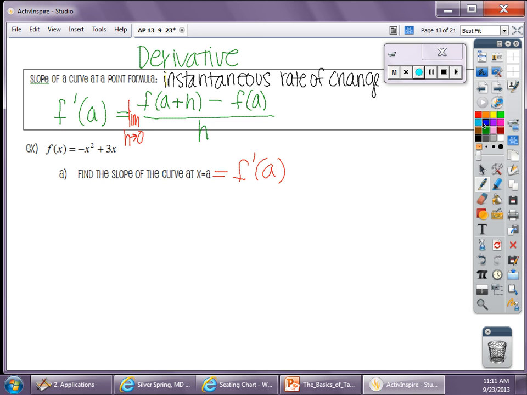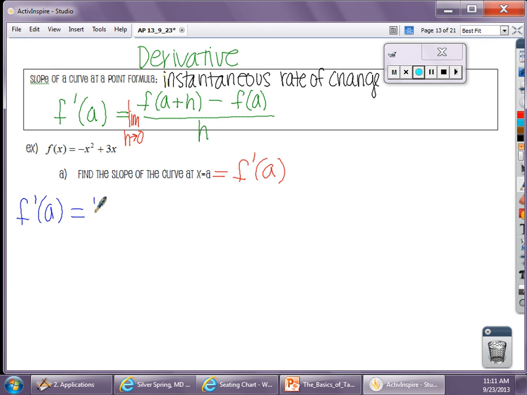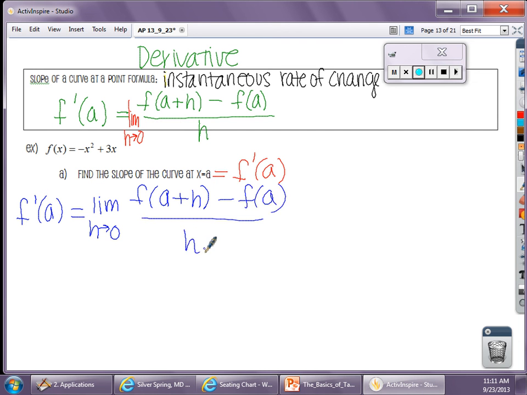So, let's use blue. So f primed of a is equal to the limit as h goes to 0 of f of, and I'll use a's, all over h. So my question, why is there a minus sign in there? Is that random? Did I just decide I wanted a minus sign today? Yes, it's just random.